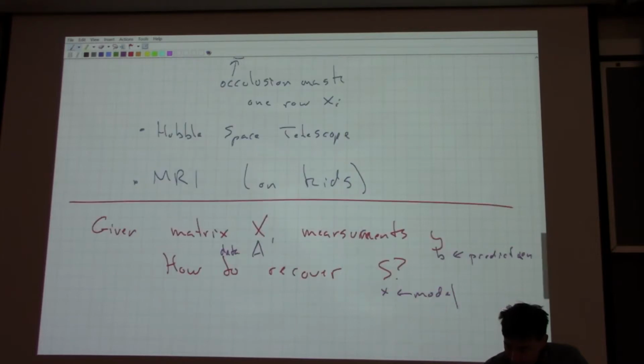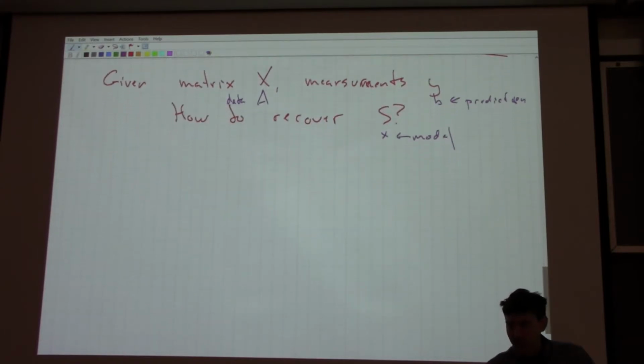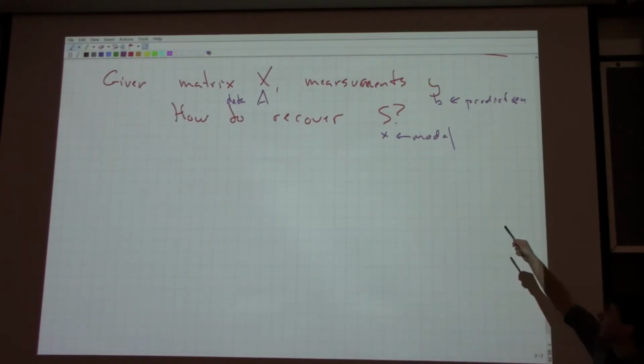Okay. So instead of trying to solve for this best fit, I want to pick out the things in the model, or this vector S or X, that are non-zero. So how would I do that?